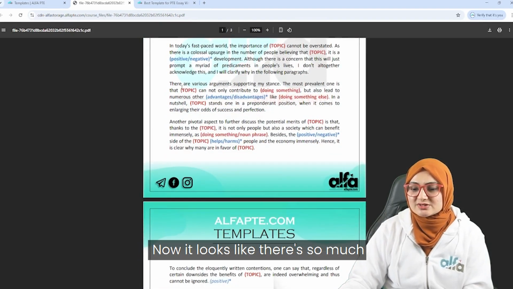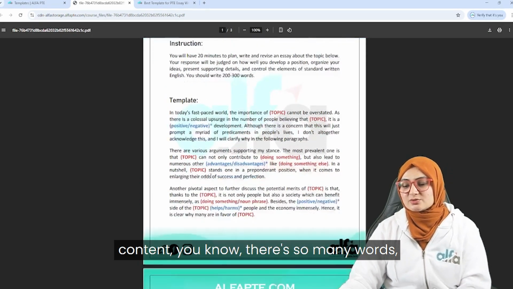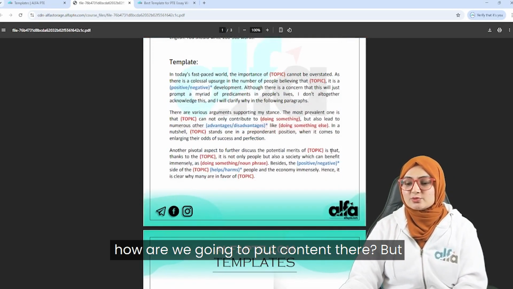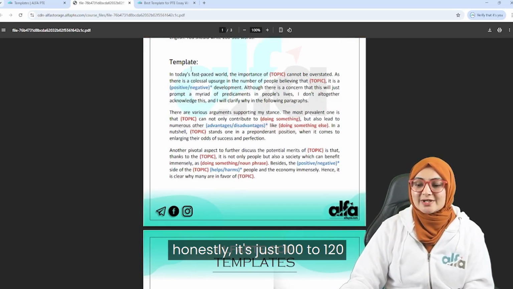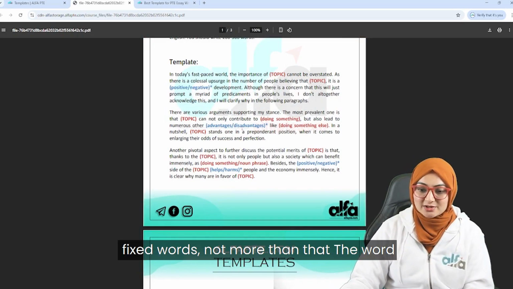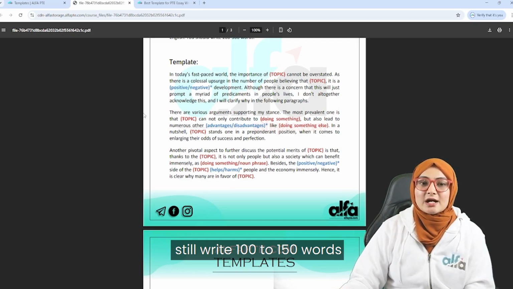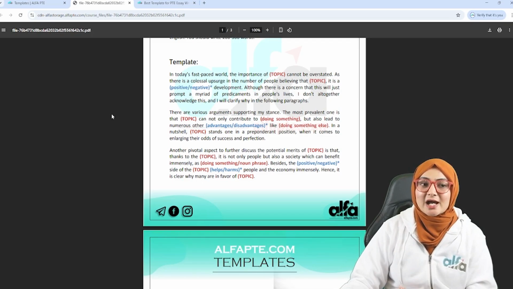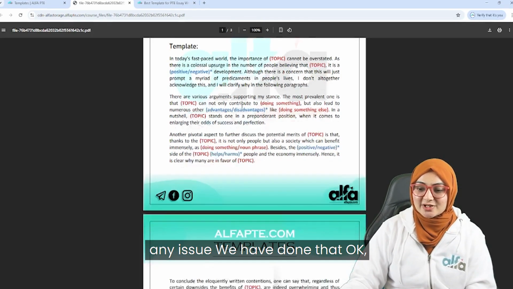Now it looks like there's so much content, so many words. How are we going to put content there? But honestly, it's just 100 to 120 fixed words, not more than that. The word limit is 200 to 300 words. You can still write 100 to 150 words on the topic without any issue. We've done that.